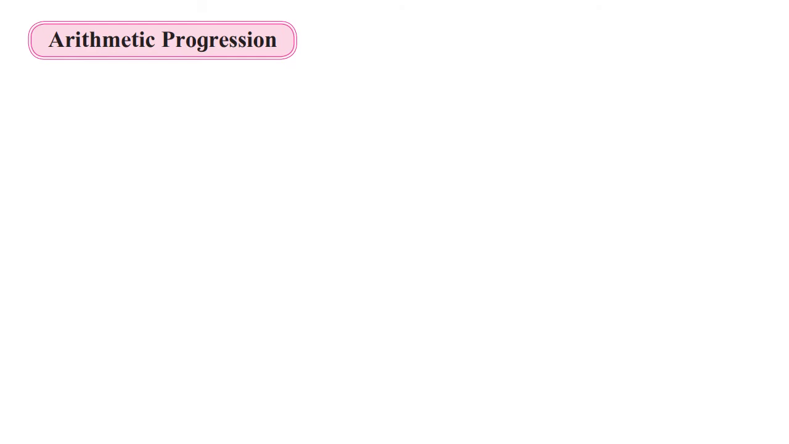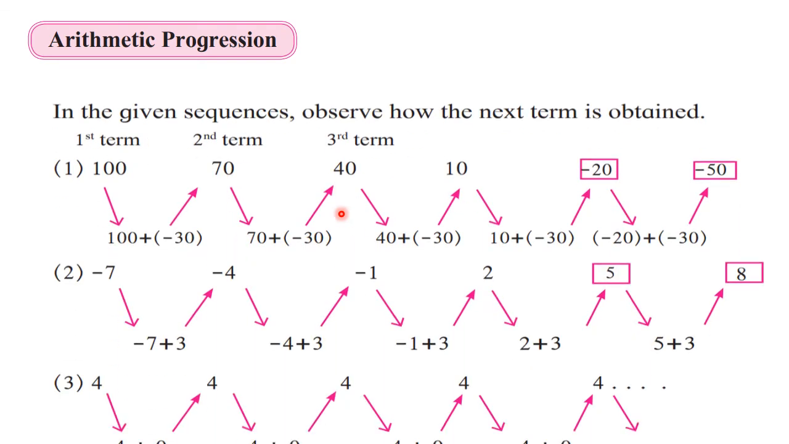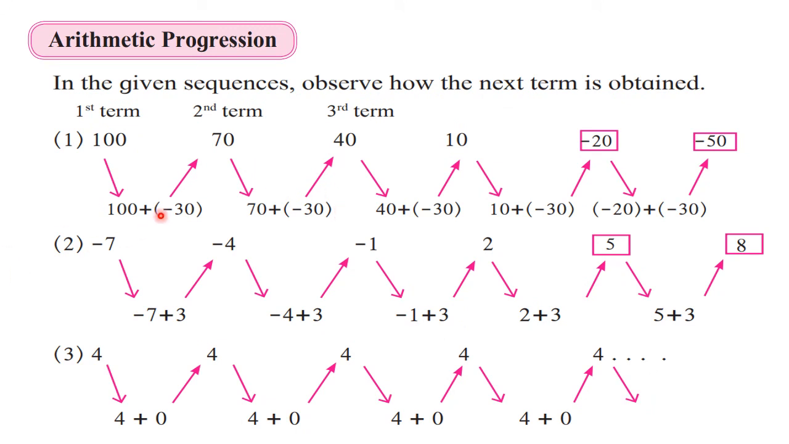Now, with various examples, let us learn more about arithmetic progressions. In the textbook, you will find these examples, where you are provided with different sequences. Now we will see how the next term is obtained here. In the first sequence, the terms are 100, 70, 40, 10 and so on. So here 100 is called the first term, that is T1. 70 is called the second term, that is T2. 40 is called the third term. Everywhere you have to keep in mind first term, second term, third term.